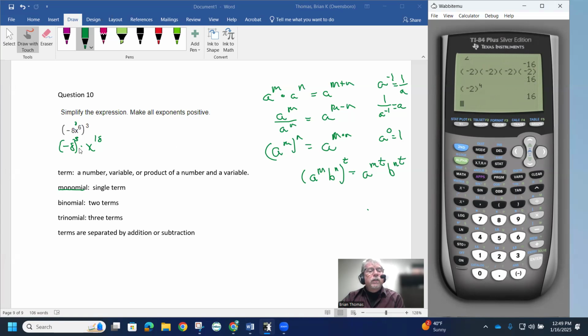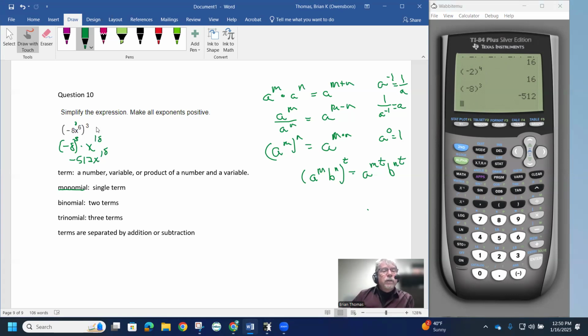So if I have negative 8 to the third power, if you're using a calculator, it's important to put the negative 8 in parentheses and then raise that to the third power. That saves you the trouble of doing it by hand. So it's going to be negative 512. So therefore, this answer is going to be negative 512 x to the 18th power.